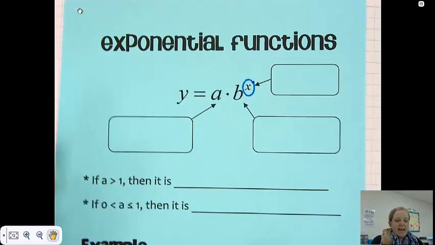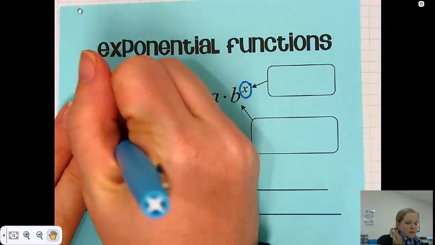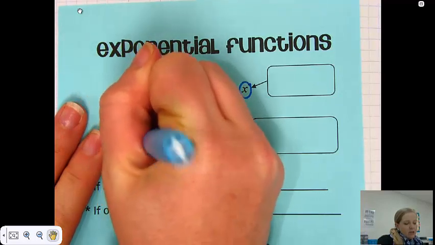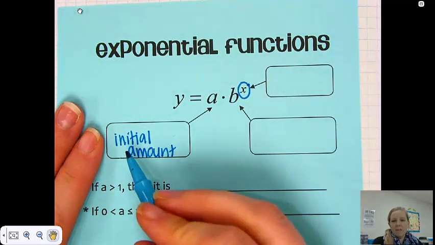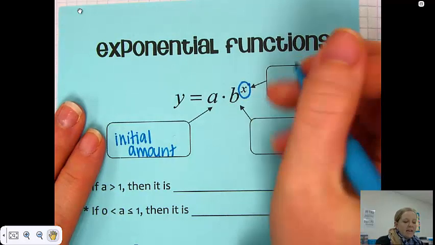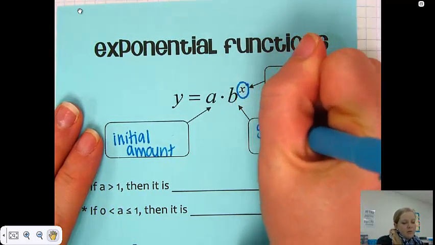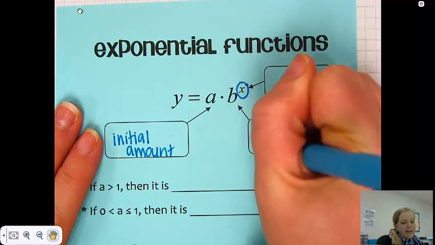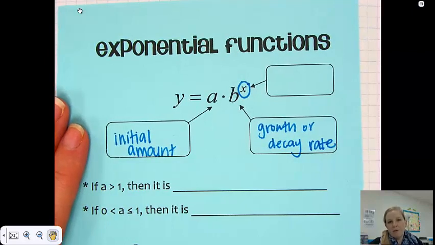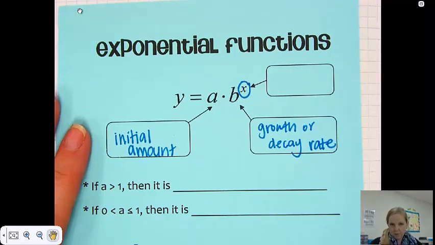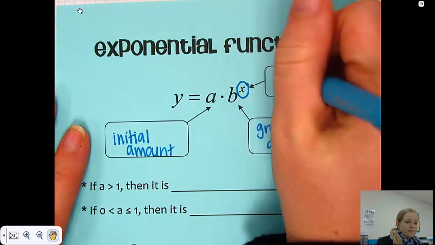Alright, so A represents the initial amount. So whenever you're talking about growth or decay, you start out with an initial amount. This is pretty easy to remember because A starts with amount. Alright, B is going to be our growth or decay rate. Okay, so we can look at B, the base of our exponent, in order to tell what is happening. Is our population or our initial amount growing, or is it decaying over time? And time is going to be x.